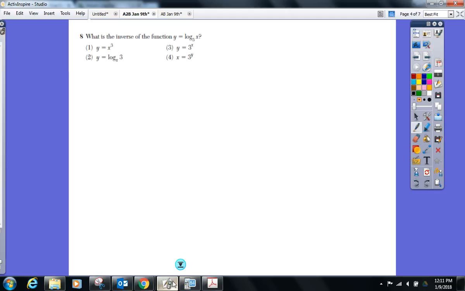I don't even care what the rest of the problem says, Brooke. I see the word inverse. What are you thinking?